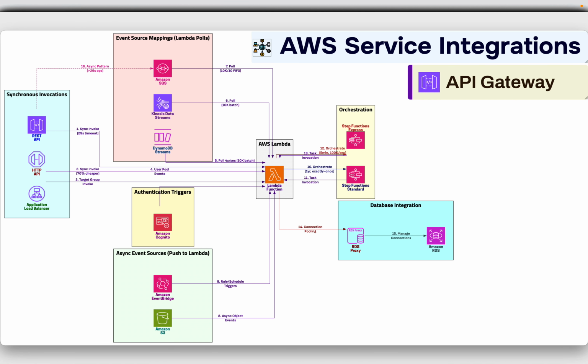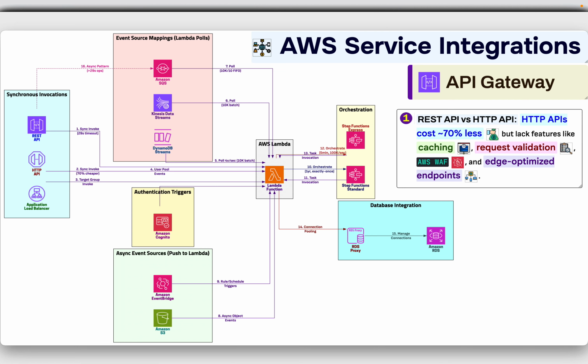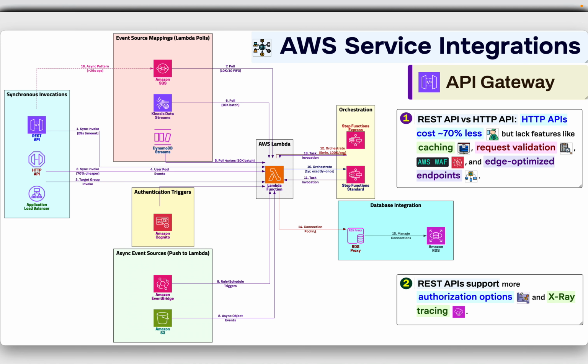So first one is API Gateway. So API Gateway has two integrations, one is REST API versus HTTP API. HTTP APIs cost approximately 70% less but lack features like caching, request validation, AWS Web Application Firewall, and edge-optimized endpoints. So this is just a refresher on how these integrate with Lambda and some additional points as well. REST API supports more authorization options and X-Ray tracing.